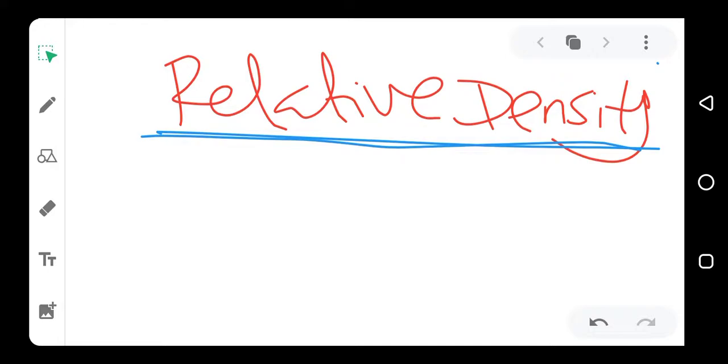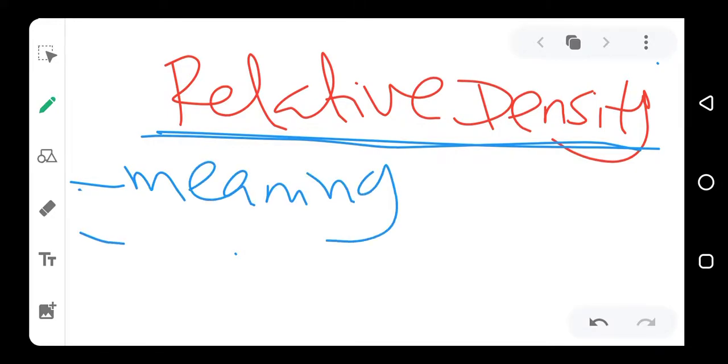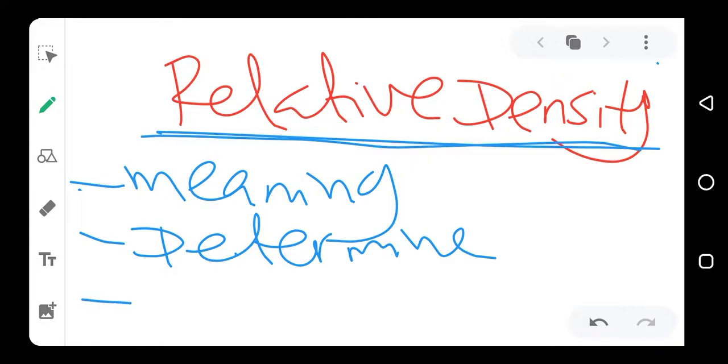Today we have relative density. So we are going to learn the meaning of relative density. We study the meaning of relative density, and we also learn how to determine relative density. Then we will learn how to solve calculations involving relative density.